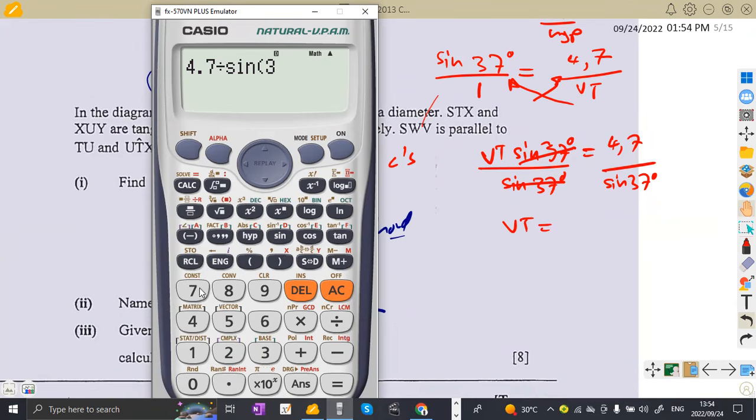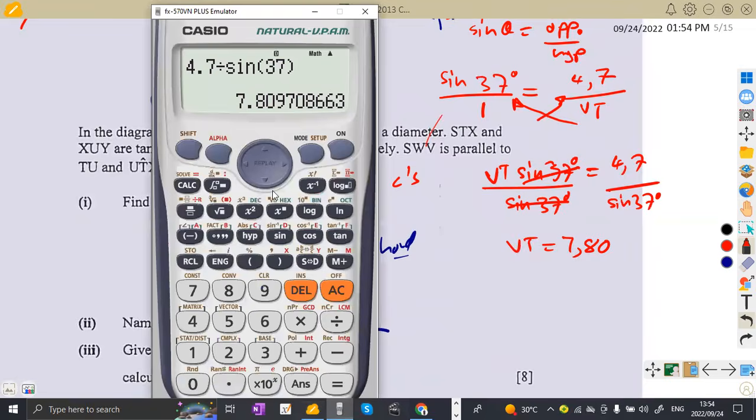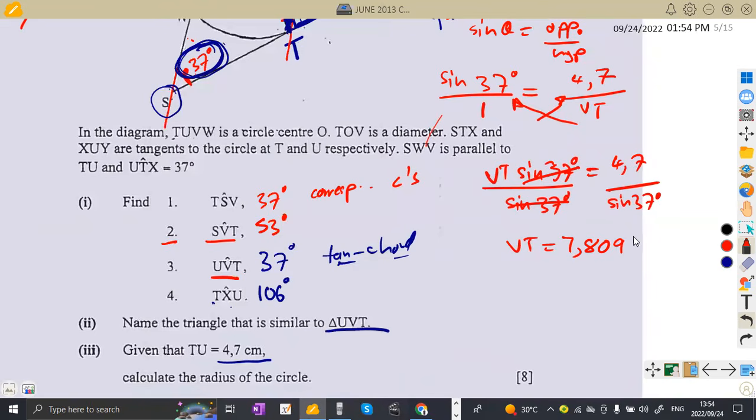Make sure that your calculator is in degrees. This D here has to be displayed. So that's 4.7 divided by sine 37. It's going to be 7.8097, something like that. So you write everything up to the end. You can round off your VT depending on the degree of accuracy, or you can just leave it for now since this is not our final answer. So just leave it like that.